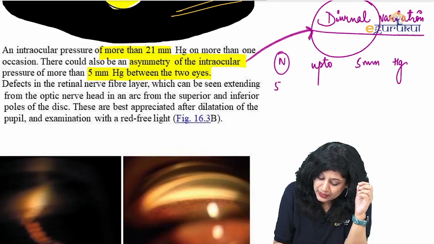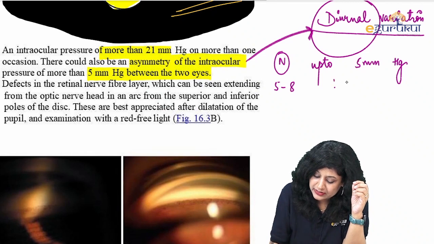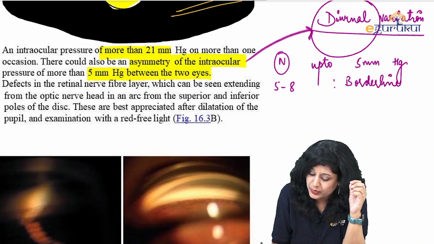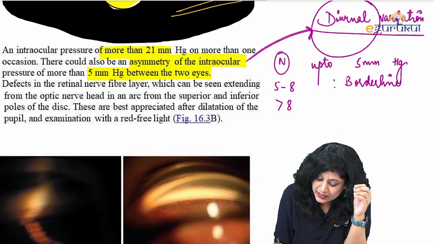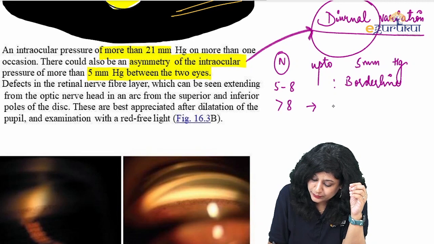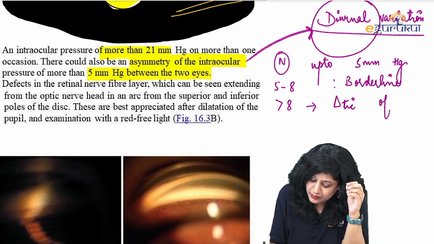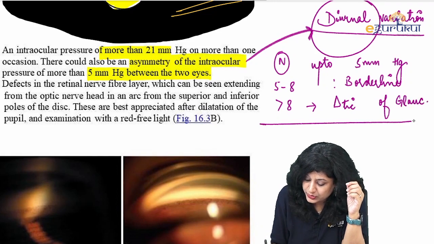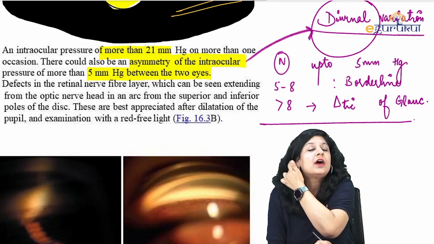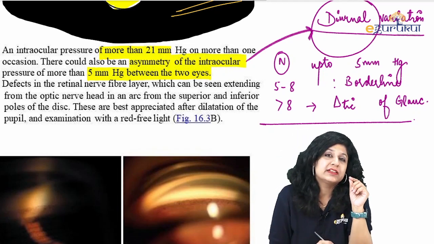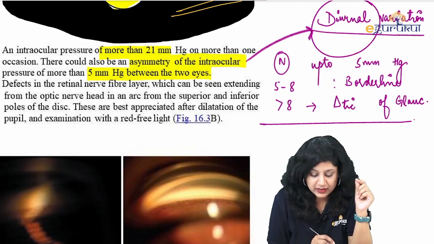If it is between 5 to 8, then this is called borderline. I cannot consider it to be glaucomatous, and I cannot consider it to be normal. And if it is more than 8, then it is characteristic or diagnostic of primary open angle glaucoma. So this is again very, very important, that we can even diagnose open angle glaucoma on the basis of the exaggerated difference in the diurnal variations.